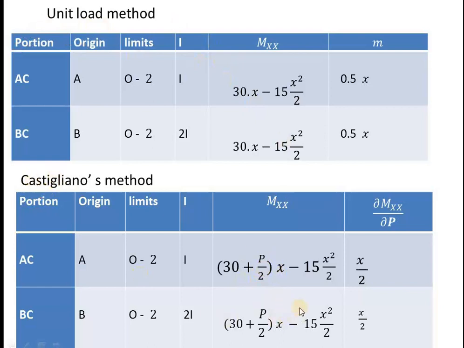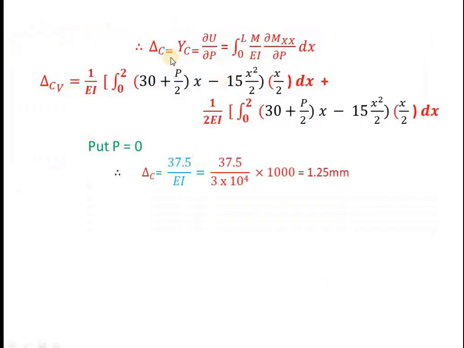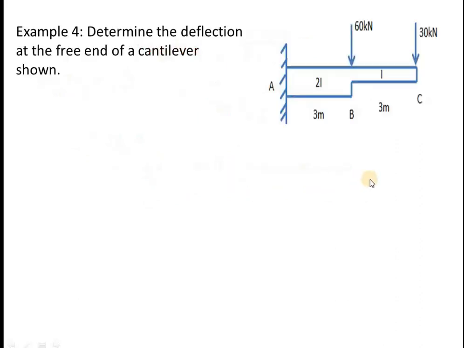and this is the Castigliano's method. Now if you use Castigliano's theorem, you know that delta C equals the partial derivative of the total strain energy with respect to P, which is given by integral of M by EI into dou M by dou P. Substituting the values of M and dou M by dou P for both the portions and putting P equals 0 and simplifying, you will again get 37.5 divided by EI. 37.5 divided by EI, with EI being 3 into 10 to the power kilonewton meter square. Multiplying by 1000, it will give you mm. Again, it will be coming 1.25 mm itself.